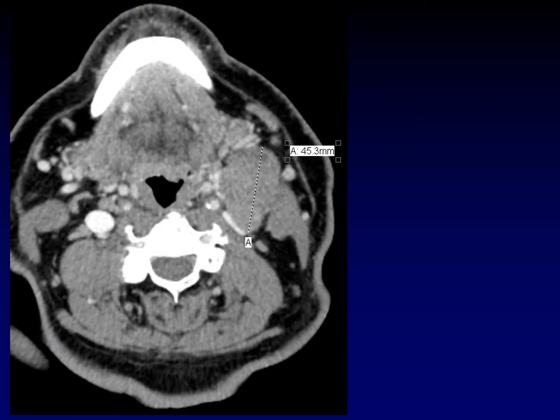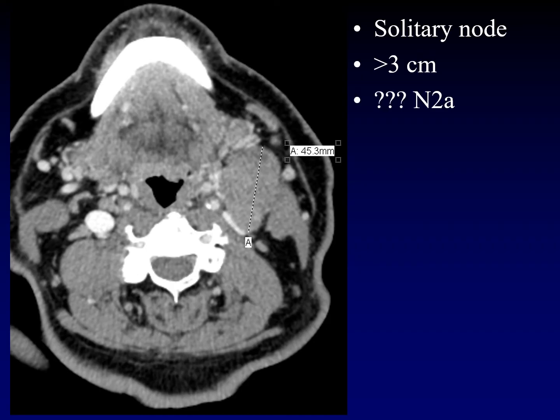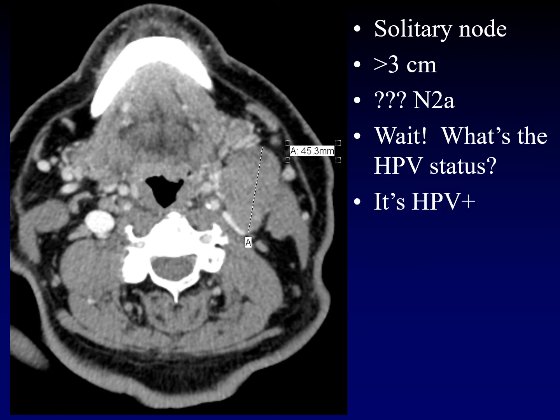Let me show you an example. Here we have a solitary node. This is the only evidence of nodal disease here. It's greater than 3 centimeters. So is that an N2A node? Wait. We don't know what the HPV status is. Turns out it's HPV positive. So that 3 centimeters doesn't matter anymore because we're just worried about unilateral versus bilateral. This is N1 disease because it's unilateral disease.